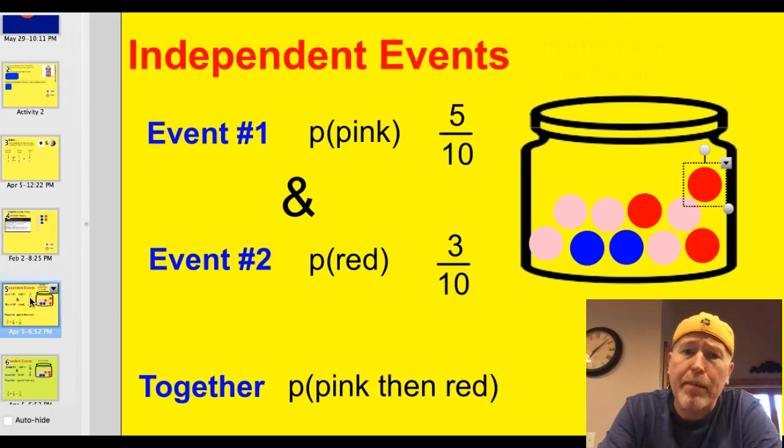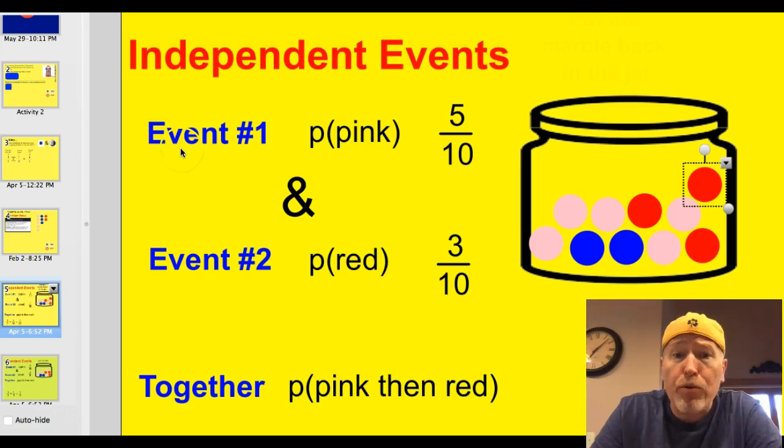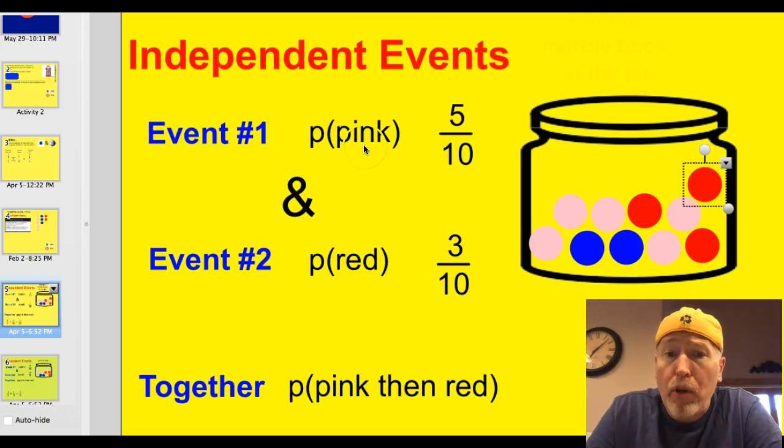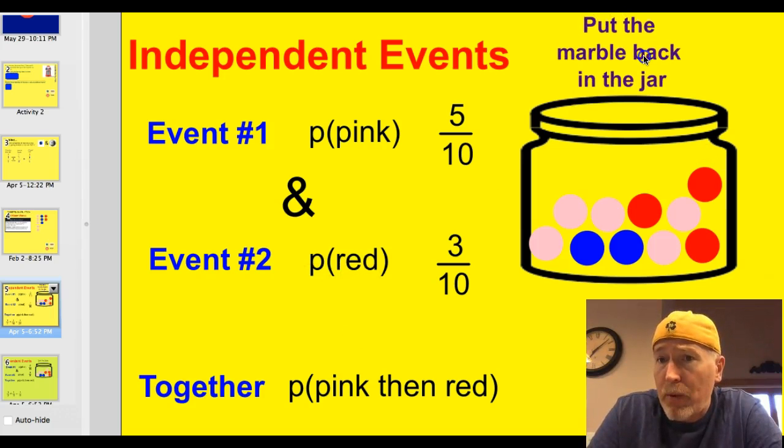First, let's start off with an independent event. So first, we've got 2 events here. We're going to pull a marble hoping for a pink, and then we're going to pull again hoping for a red. The important thing to know here is that we are going to put the marbles back in the jar. That's what makes them independent. All right, so our ultimate goal here is to find the probability together of pulling a pink and then a red.